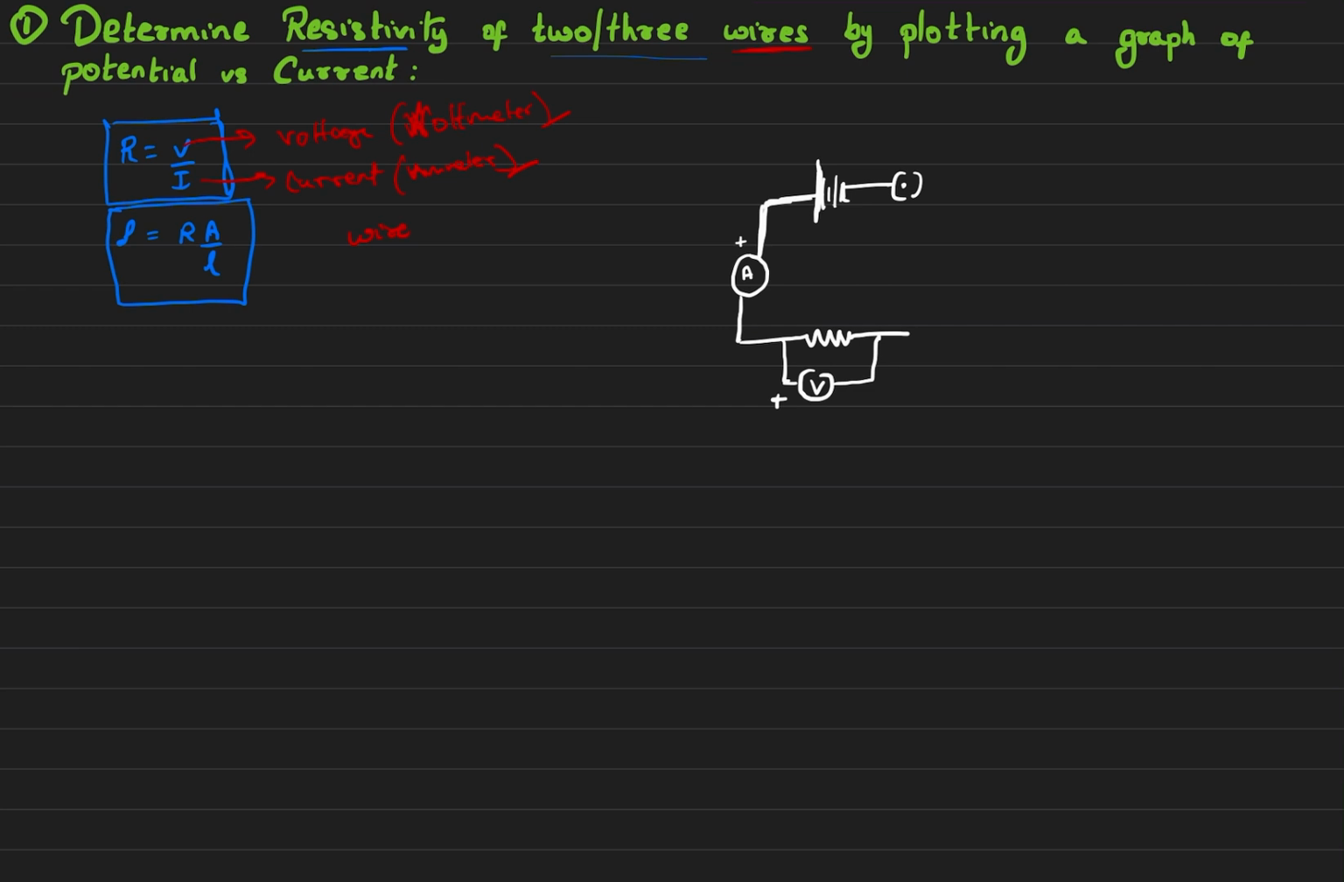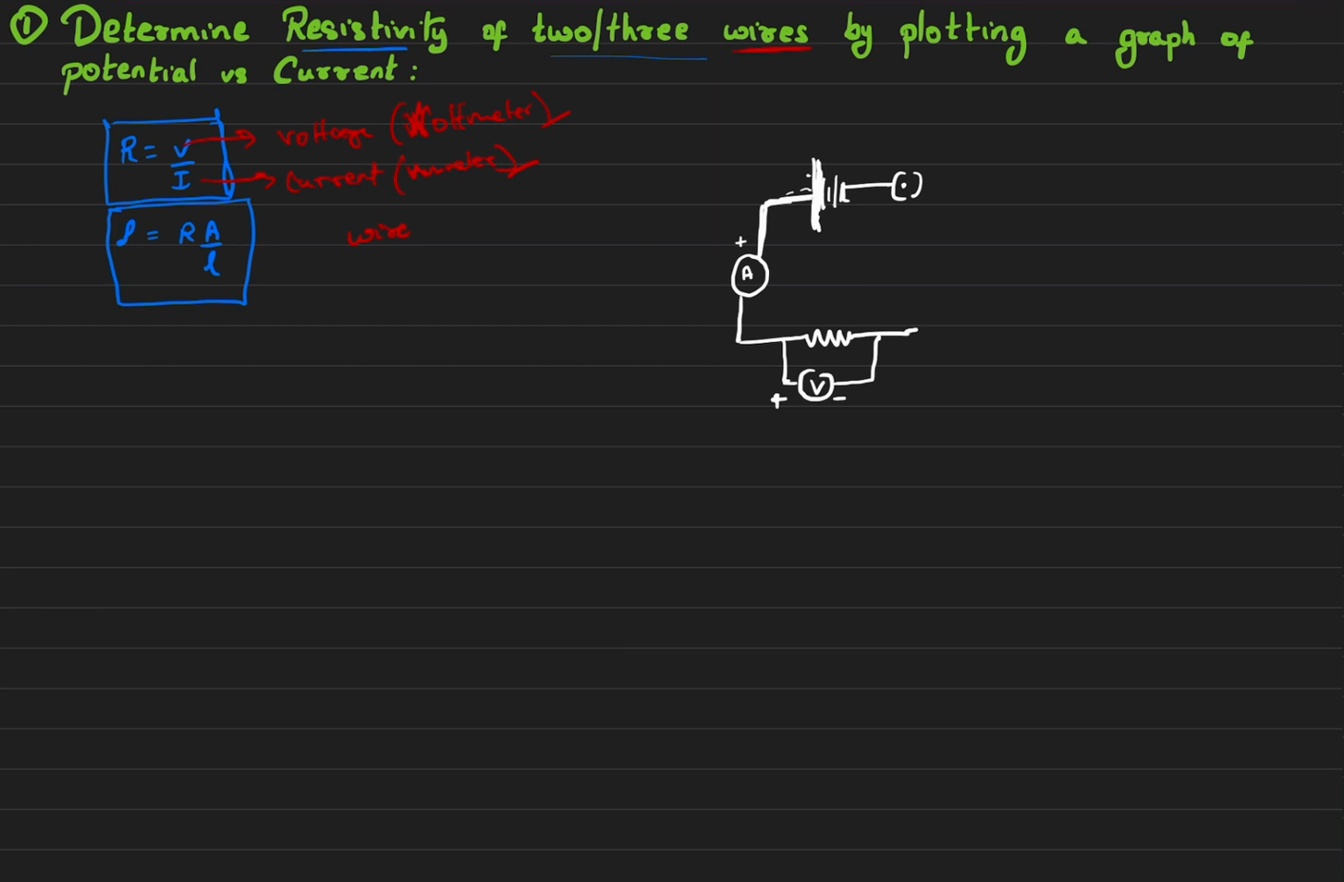This will be the positive side, because the positive side of the battery is towards this side, and this is the negative side. This side is closer to the negative side of the battery. See here, this is the positive side, right? Positive side of the battery, this is positive side, negative, negative.